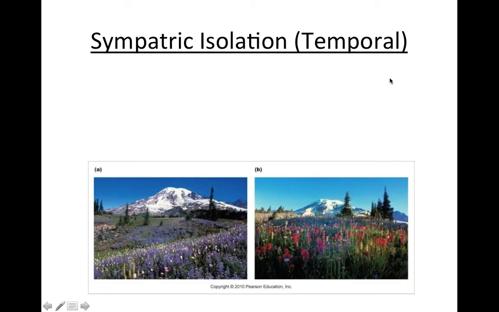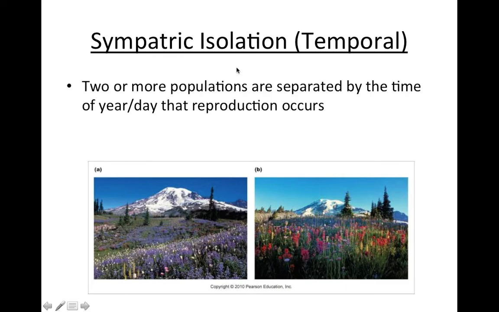So sympatric isolation takes another form. This is the second type. This is temporal isolation. Temporal is just a fancy word for time. When I say temporal isolation, it's just isolation that has to do with time. And that's when groups prefer mating at different times. So either a different time of day or a different time of year.